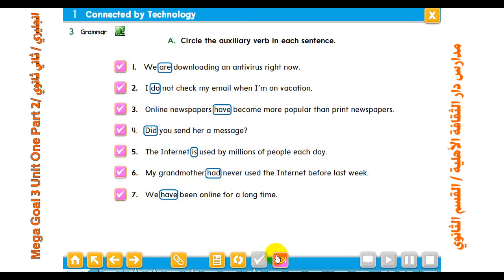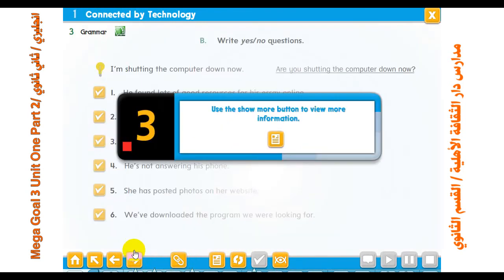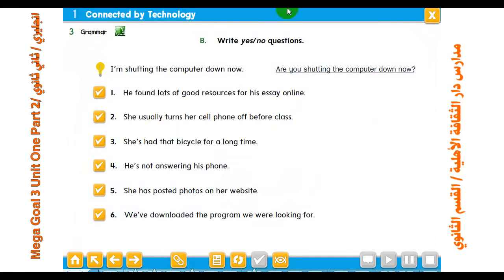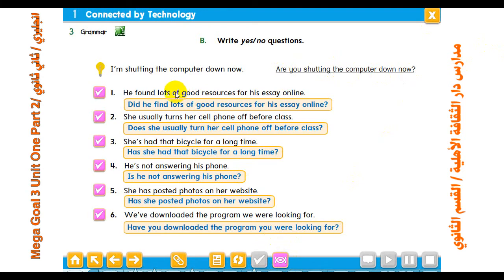Okay, now let's move to another exercise. Write yes/no questions. Number 1, I am shutting the computer down now. When I want to make a question, I begin with: are you shutting the computer down now? Now let's have a look at all the answers, and we are going to explain each one.